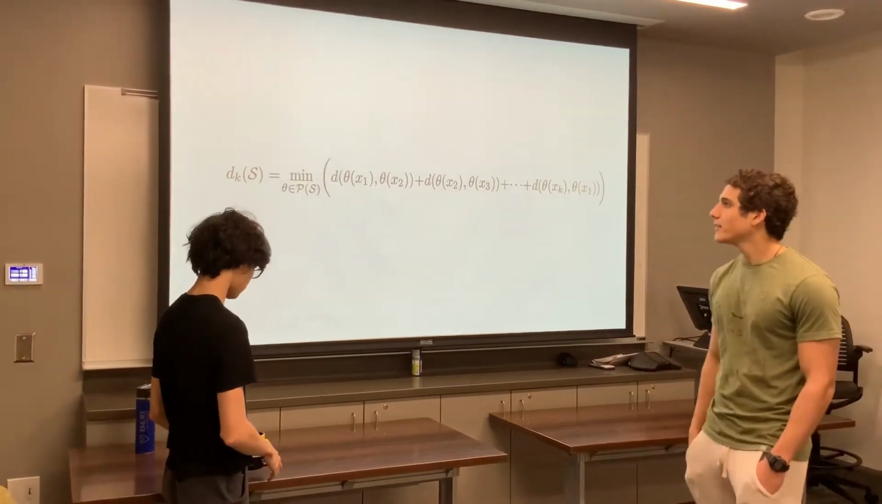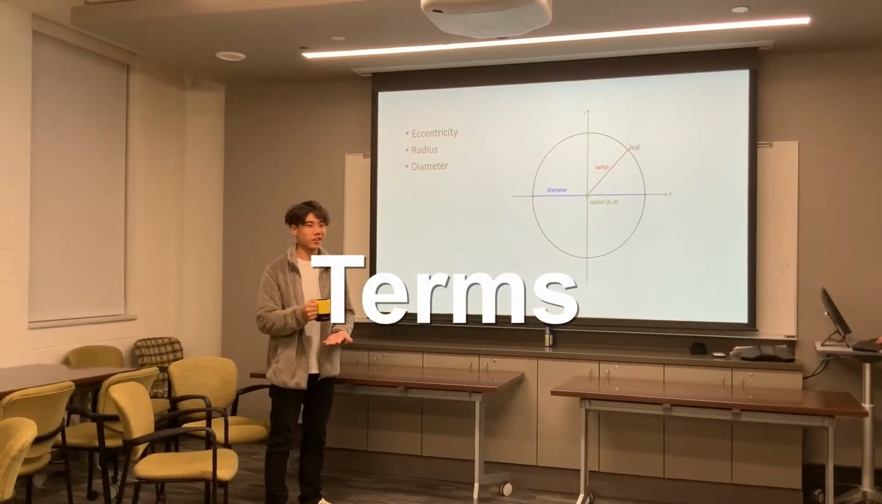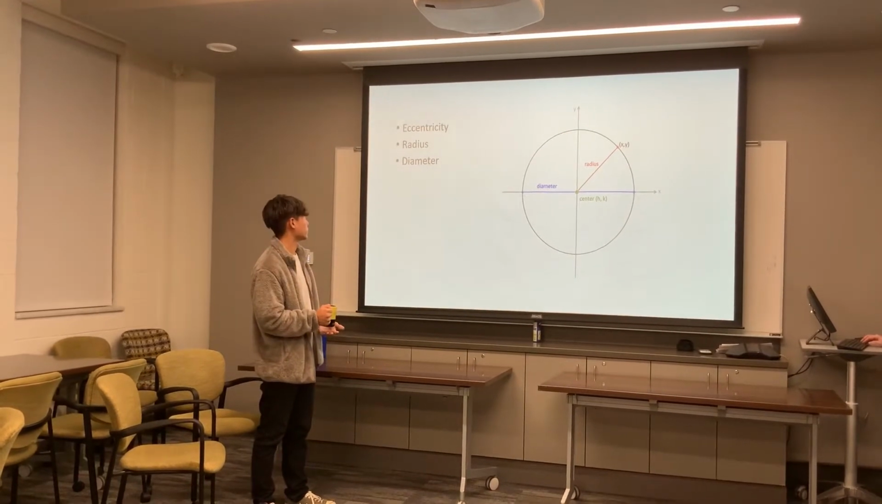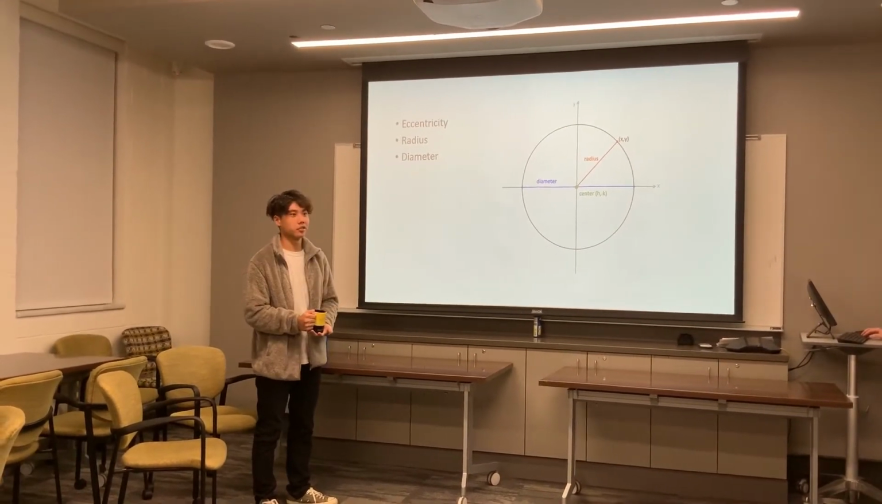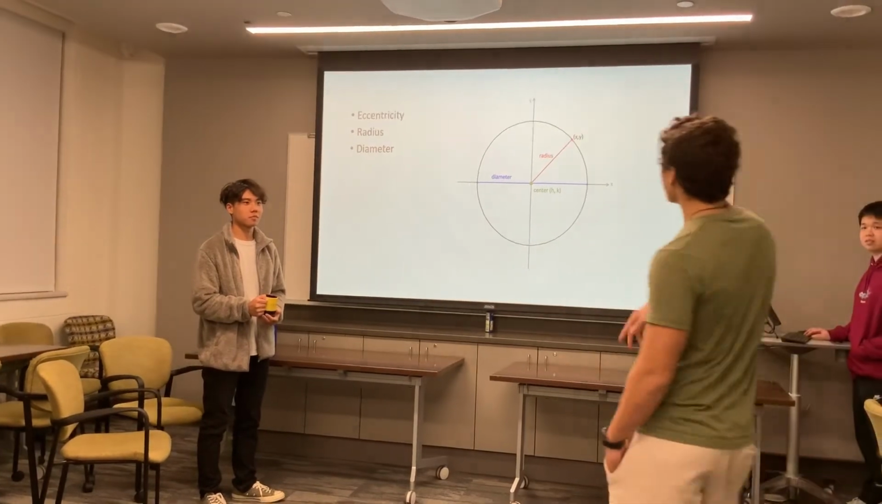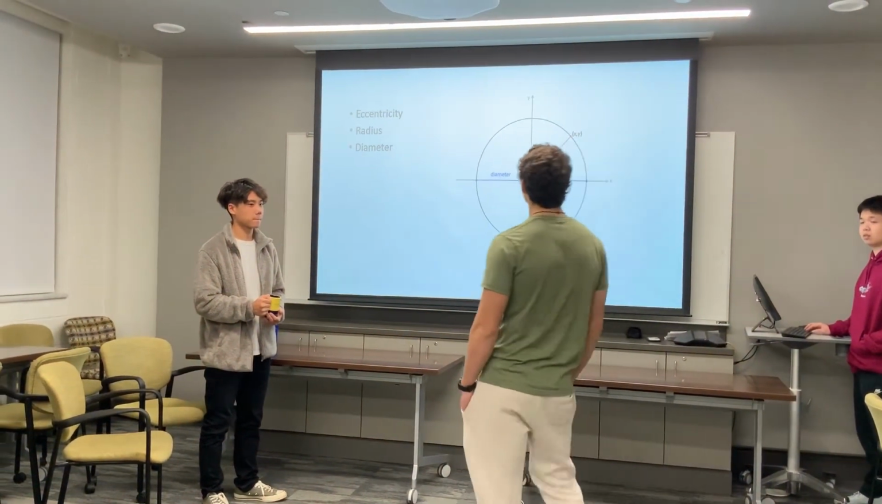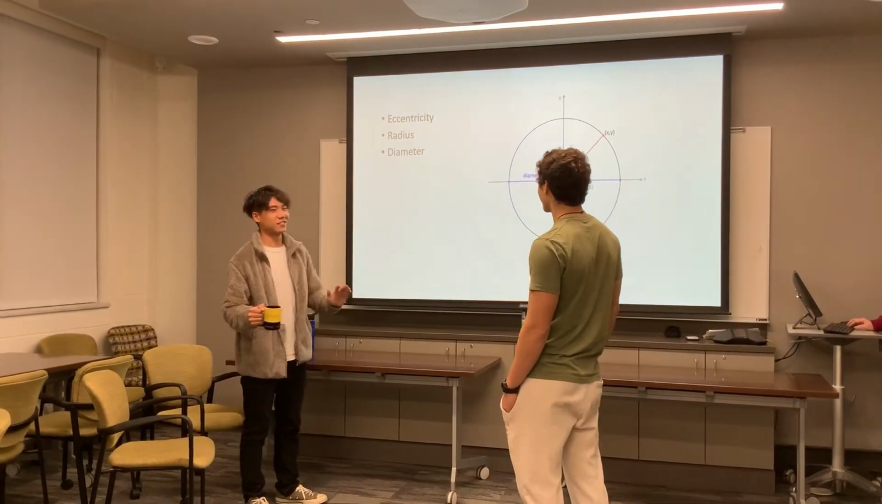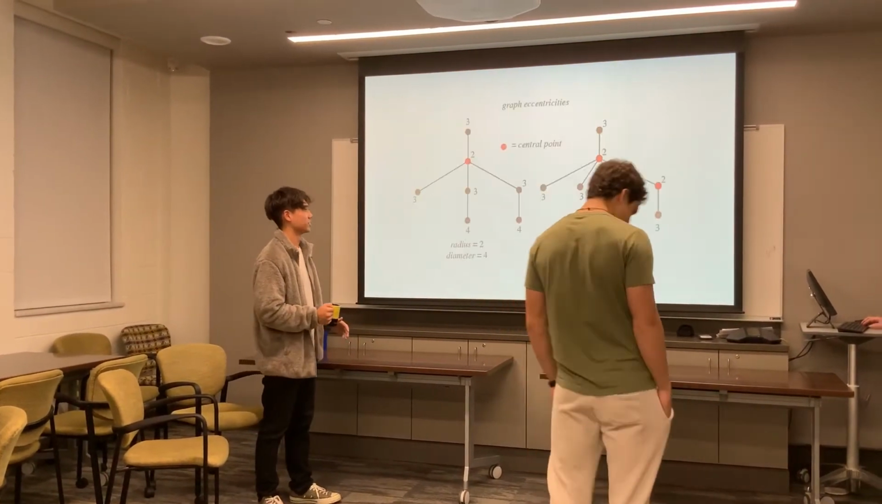Okay, gotcha. Okay, so I'm going to explain 3 terminologies that are pretty important in our article. They're eccentricity, radius, and diameter. Oh, radius and diameter. We learned that in middle school. Is it like the distance between the center and the circle, right? No, it's different. Oh, I'll show you.